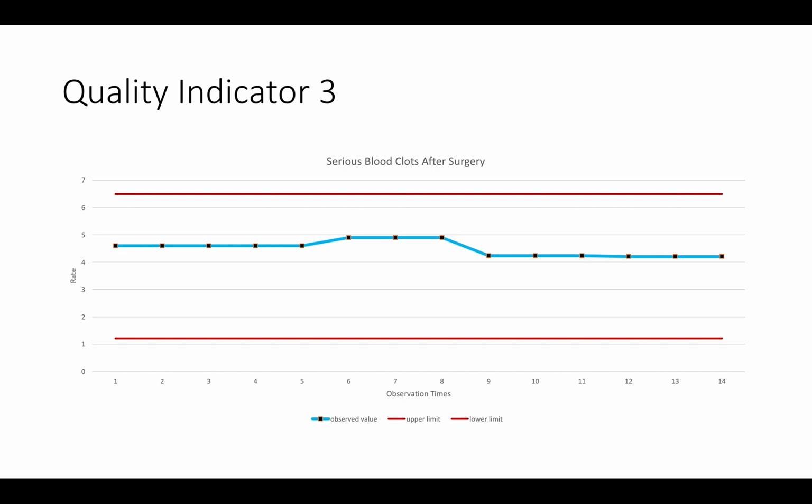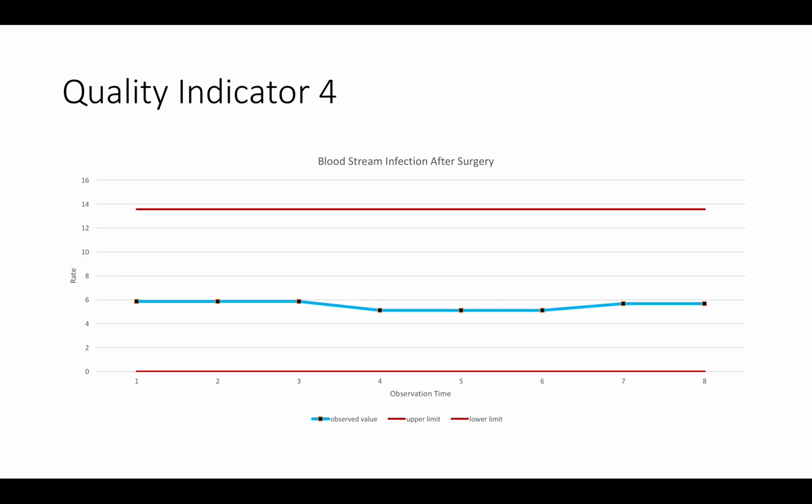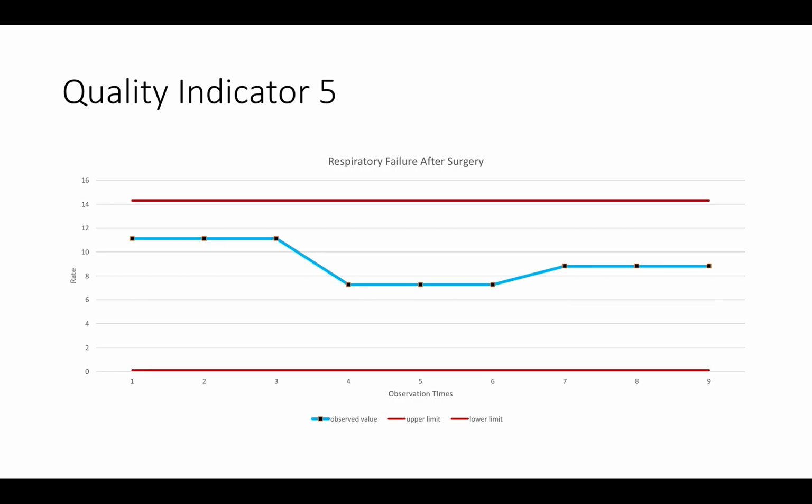For serious blood clots after surgery, Northern Maine Medical Center does stay within those control limits, as well as for the bloodstream infection after surgery. And then respiratory failure after surgery, we are within the control limits, and we see that there is a marked improvement over time.